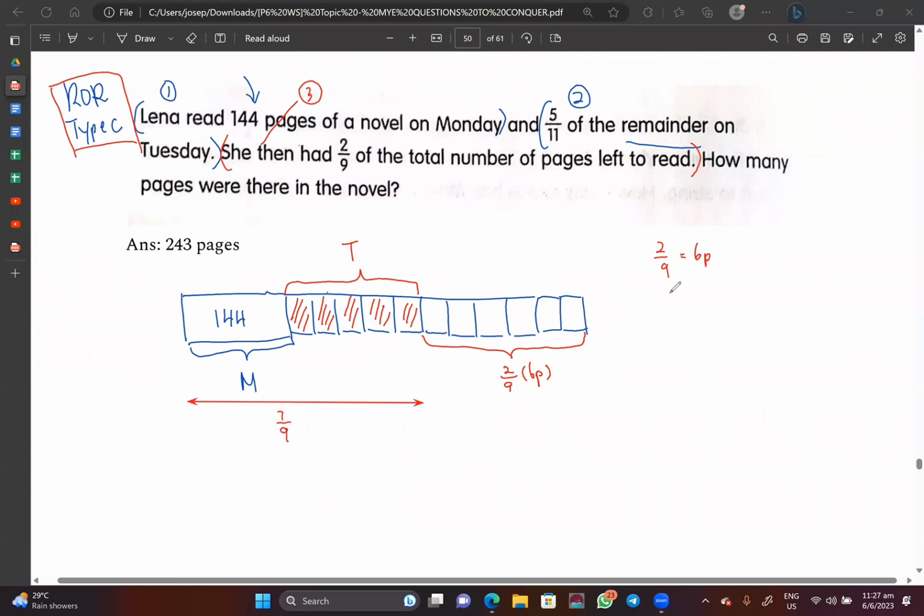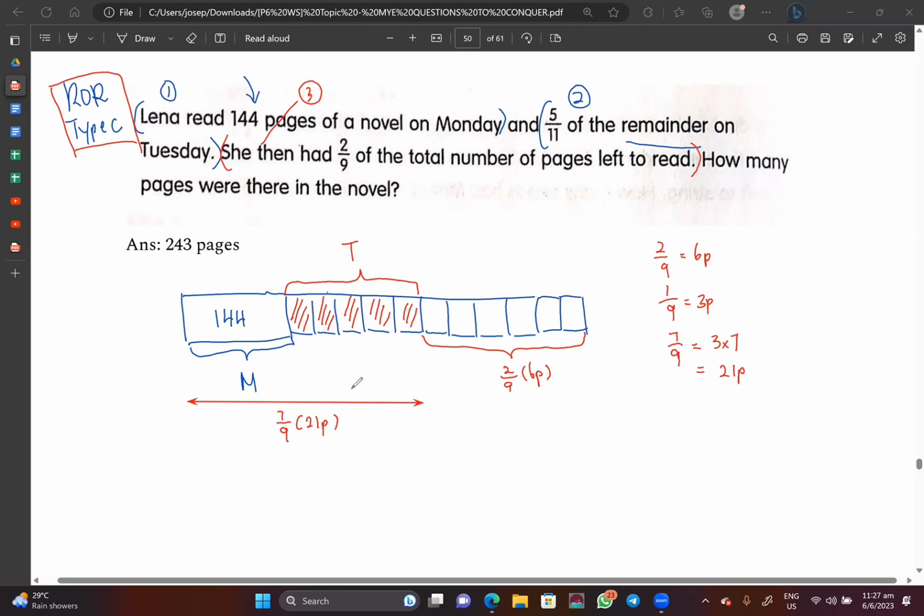So if 2/9 equals 6 parts, 1/9 is equal to 3 parts. Then 7/9 is equal to 3 times 7, correct or not? Which is equal to 21 parts. Make sense? So this is simply 21 parts. Does that make sense to you?